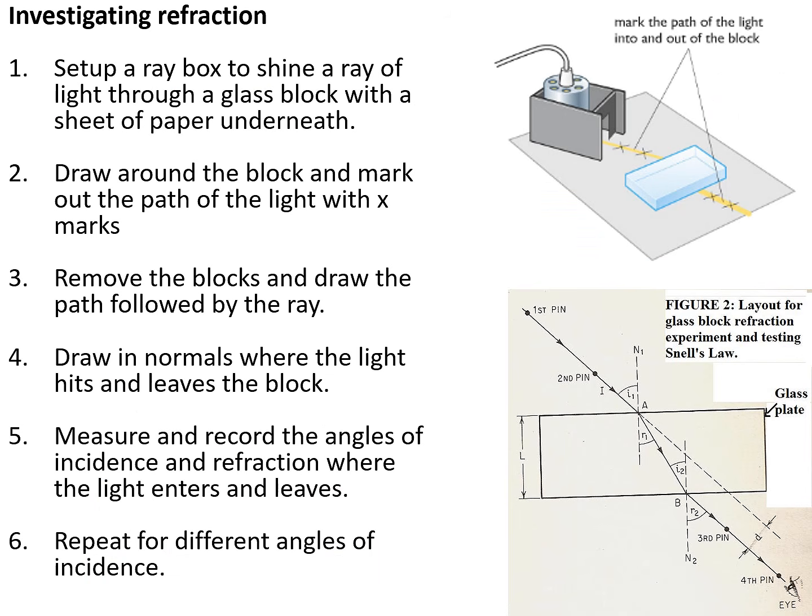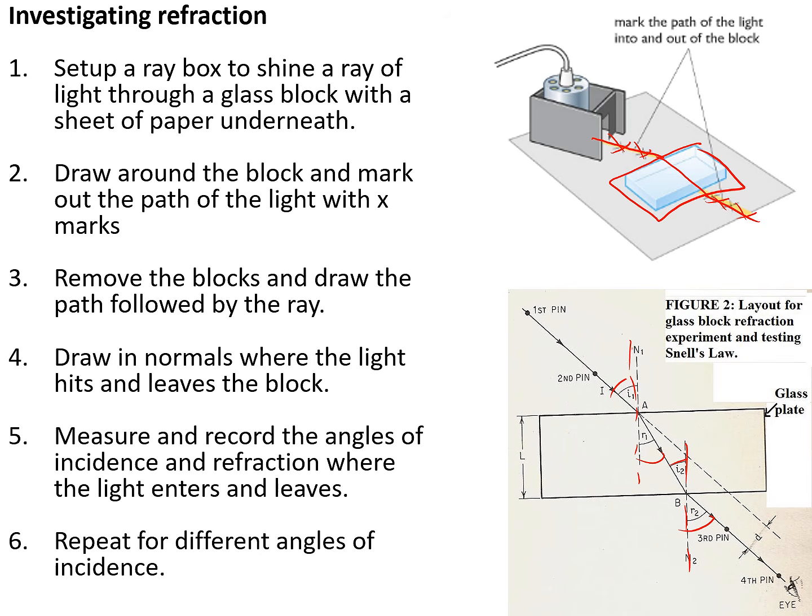We investigated refraction by setting up a ray box, and we put it on a piece of paper with the glass blocks. We drew around the glass block, and we shone a ray of light through that. We put some little cross marks on the paper to mark where the ray of light had been, and then we drew that in properly to make a diagram. We then added in some normals, like is shown in this diagram here, and we measured the angle of incidence and the angle of refraction there, and we did the same here.